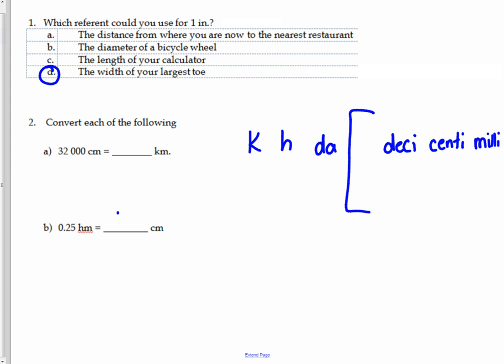So, like if you had meters, decimeters. You don't write it out, it's just D. Just D. Then centi, milli. So meter, meter, meter.